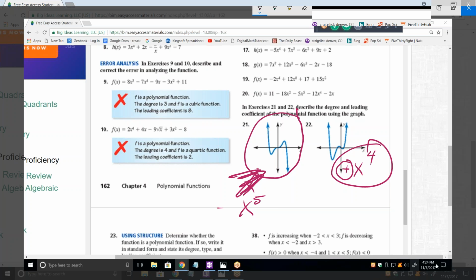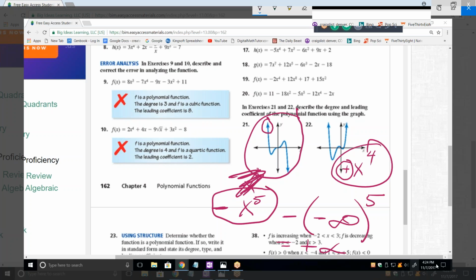Negative. Correct. Because I know that as x goes to negative infinity, y goes to positive infinity. So the result of that has to be positive infinity. And if I do a negative infinity to the fifth power, I end up with positive infinity. So the end behavior matches a negative coefficient. And like I said, it doesn't really matter whether it's to the third degree or the fifth degree. I'm 95% positive this is fifth degree. I can't ever remember seeing a cubic function that looks like that.